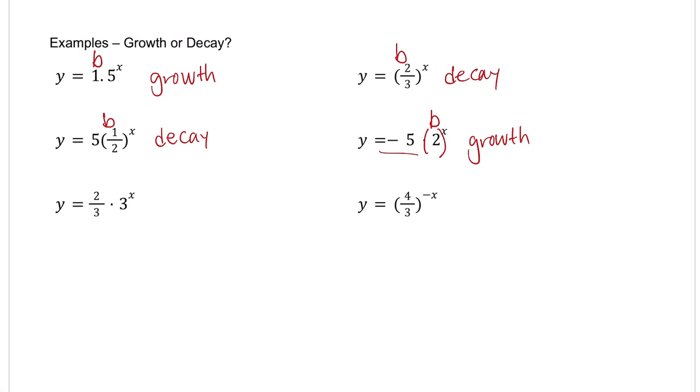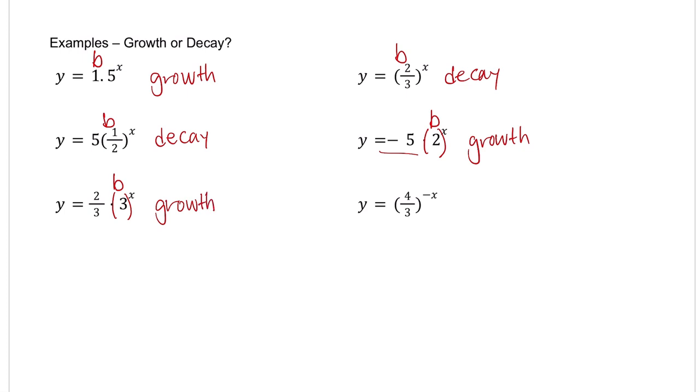Okay, y equals 2 times 3 to the power of x. You can write parentheses around the 3, and that is our b value. It is greater than 1, so this function is growth.